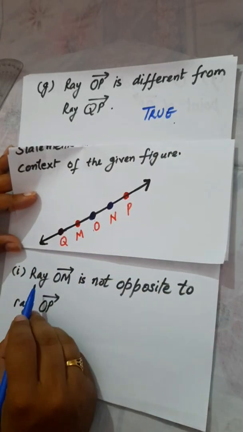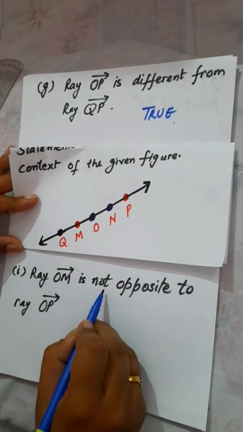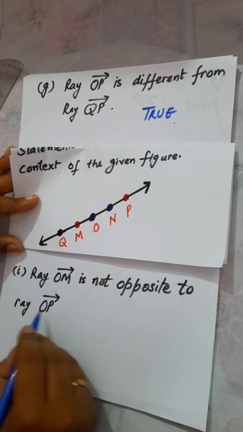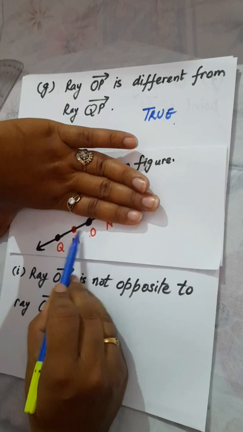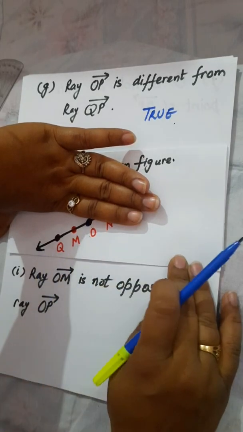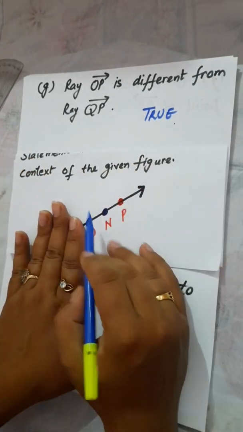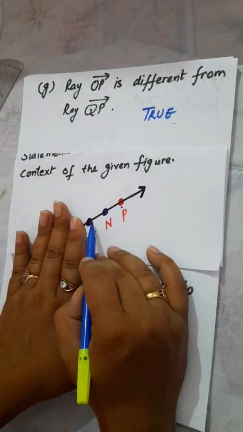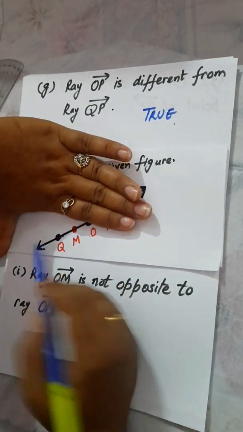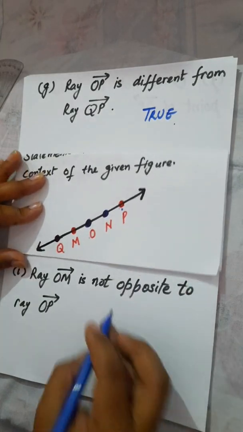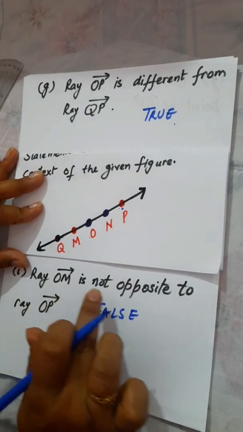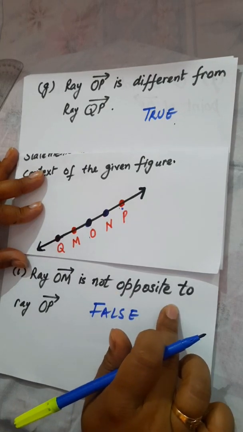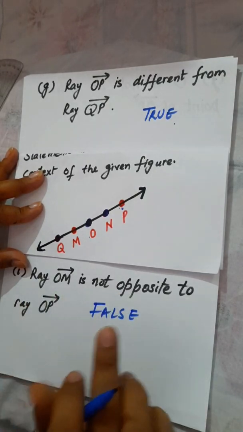The next we have: ray OM is not opposite to ray OP. Now here we have ray OM. So it is very clear that ray OP and ray OM are in opposite directions. So this statement is also false, because here it is written ray OM is not opposite, but the true statement is it is opposite to ray OP.